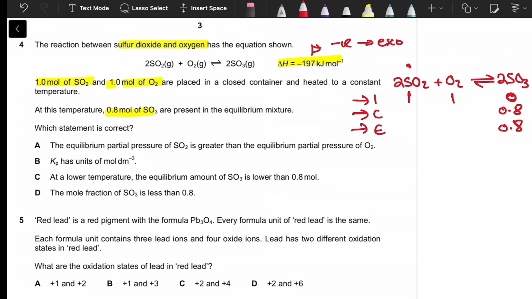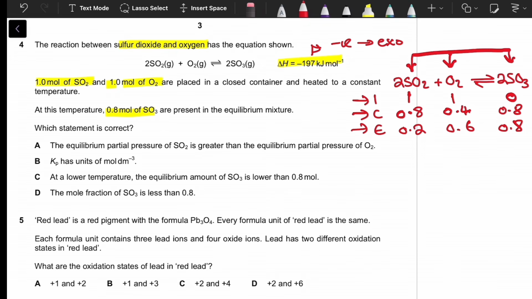And because sulfur dioxide and sulfur trioxide are in a 2 to 2 ratio, both divisible by 2, so a 1-to-1 ratio, therefore, there is also a change of 0.8 moles. And because there is a 2-to-1 ratio between sulfur dioxide and oxygen, there must have been half the change, so 0.4 mole change for oxygen. Because sulfur dioxide and oxygen are reacting, they will decrease in amounts so that sulfur trioxide can increase. So really, at equilibrium, we'd have 1 minus 0.8 moles, which is 0.2 moles of sulfur dioxide, and we'd have 1 minus 0.4 moles, which is 0.6 moles of oxygen.